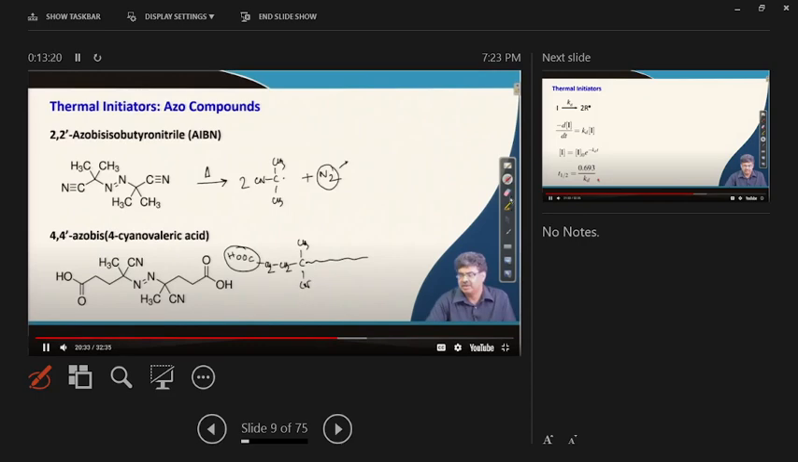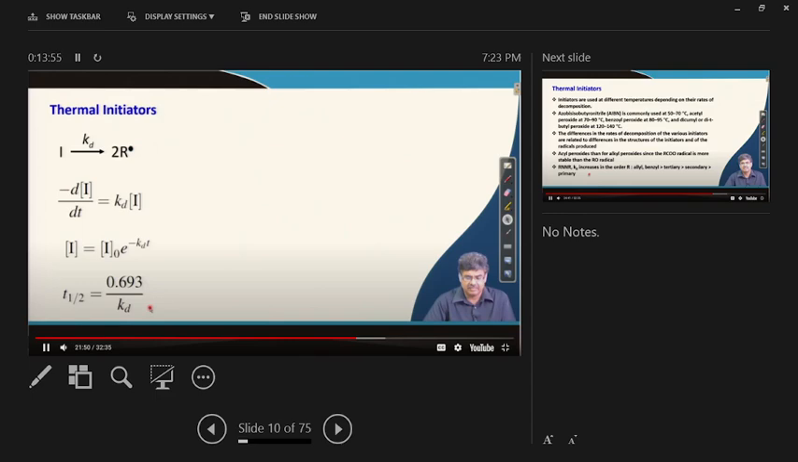This is the azo compound. Here you can say this group is N2, the azo group. So this is the very common initiator AIBN, 2,2'-azobisisobutyronitrile. When this nitrogen is removed, you will be able to find two initiator radicals. So this is another example given here. Nothing is new. So this is the thermal initiation.